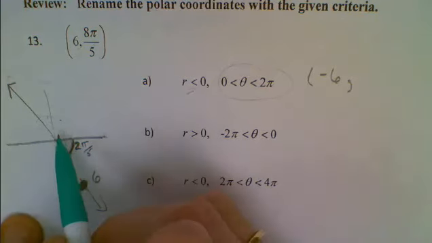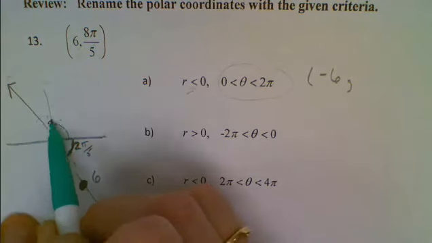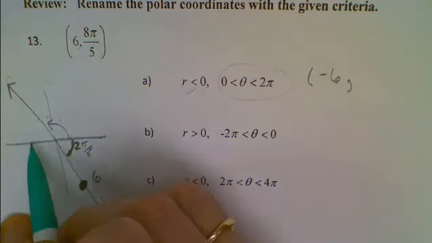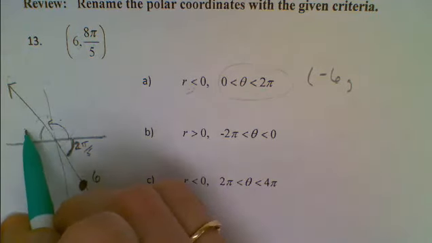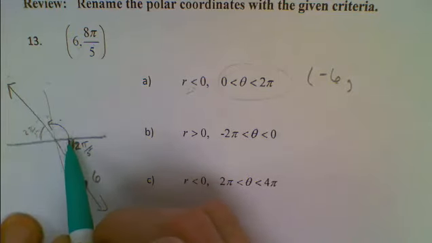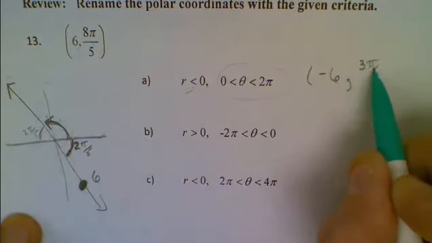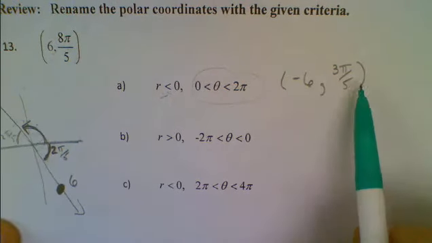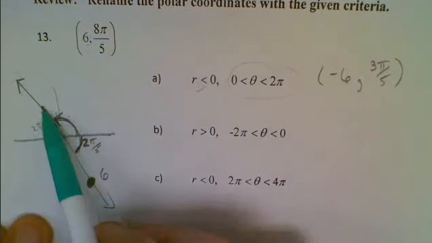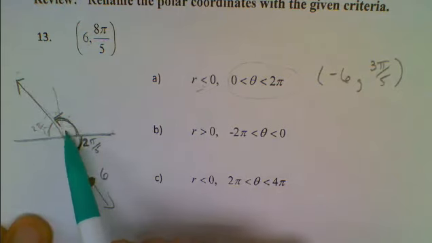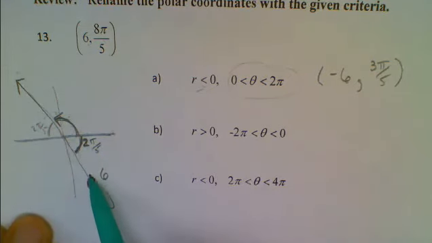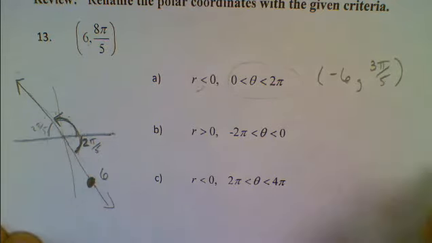So what is this angle? Starting here and going to that angle, that terminal side. Well, if this reference angle is 2 pi over 5, then this angle in standard position is 3 pi over 5. So if I grabbed 3 pi over 5, which is this vector, and went to negative 6, so it means I have to go backwards 6 units, I end up at that same spot. Okay, so let's try the other one.